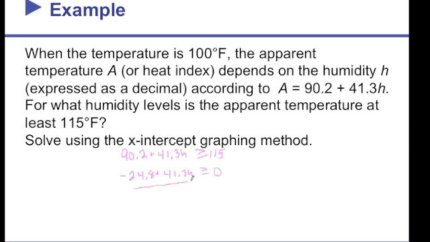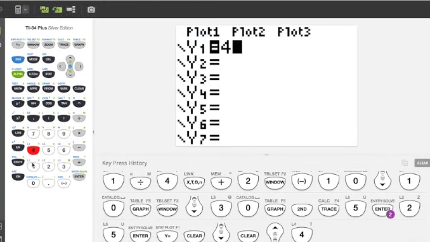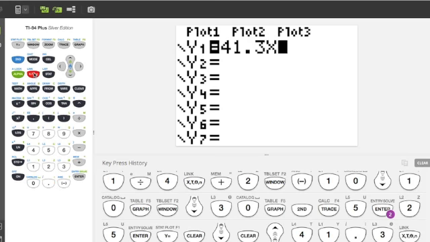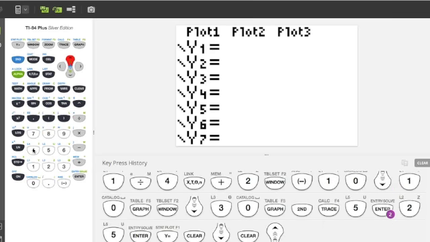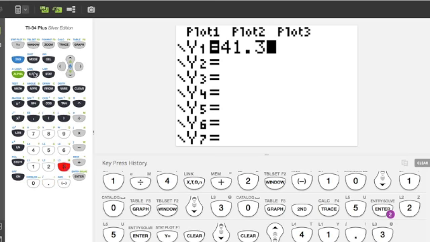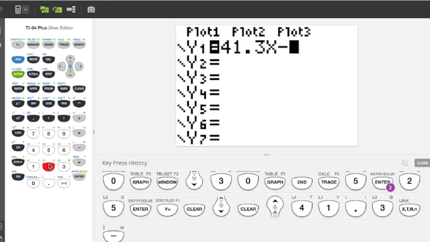Now we'll graph this side of the inequality and find out what happens. Remember, we want greater than or equal to 0. We have transformed it to 41.3 x minus 24.8.